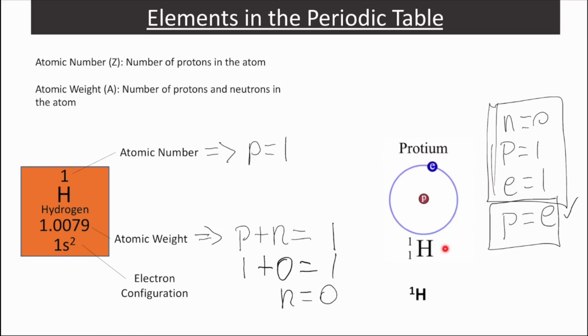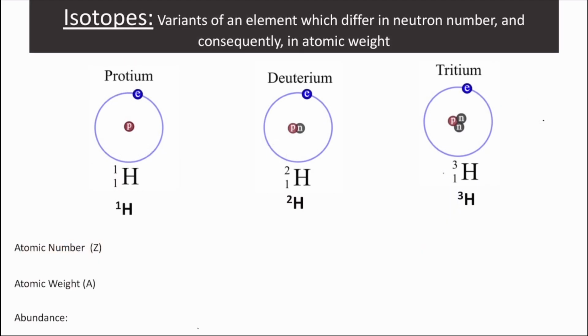Protium can be written in other ways as symbols, where H has a 1 and 1 as superscript and subscript. So this upper one is the atomic weight, and this lower one is the atomic number. Notice that this is the other way as the one in the periodic table. Or this can also be written as just 1 as a superscript. And this would be the letter A for the atomic weight.